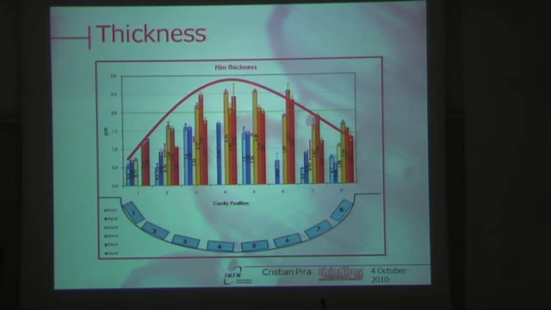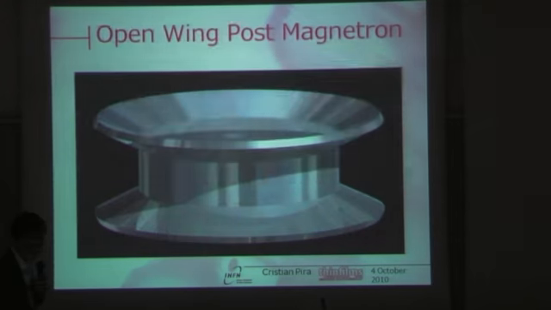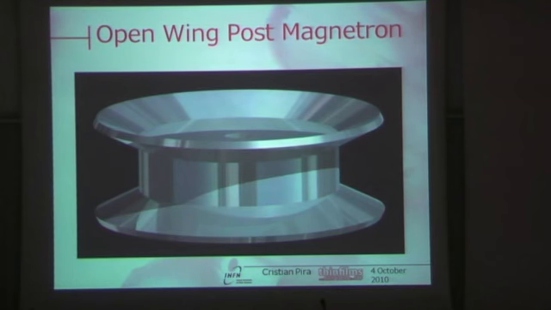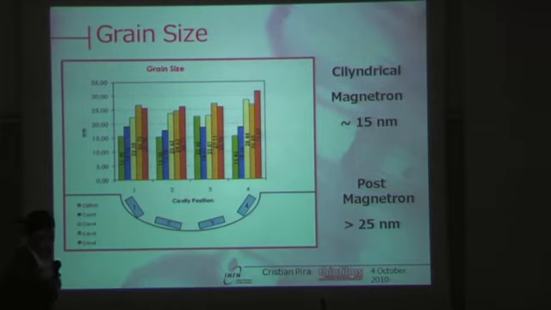First of all, you see that the thickness is not uniform. This is the cell cavity position, and you see that the thickness is maximum in the center of the cavity. This is simple to explain: it is a simple shadow effect of the wings. So we can overcome this problem with a new post-magnetron that we call the open wing post-magnetron, which doesn't have the shadow effect. By XRD, you see that the grain size of the films passes from 15 nanometers to over 25 nanometers. And this is probably due to the temperature of the process.